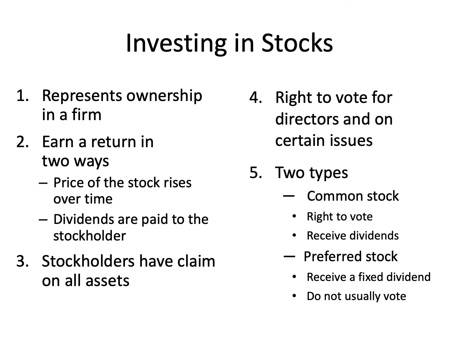Two main types of stock, basically. Common stock has a right to vote and a right to receive dividends. Preferred stock receives a fixed dividend, usually before other dividends are paid, but owners of preferred stock do not usually have a right to vote.